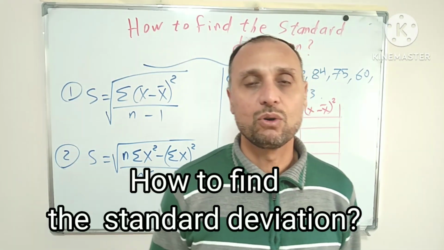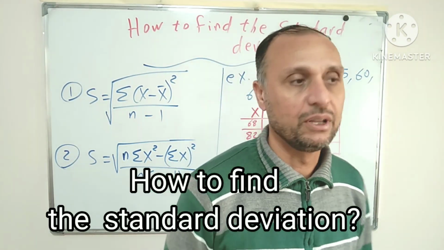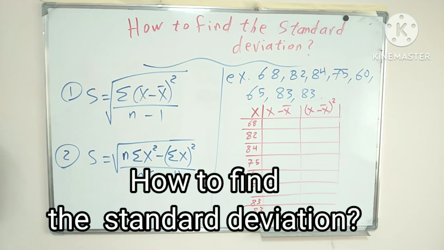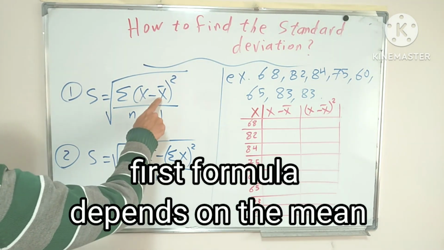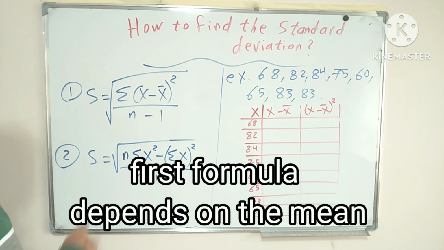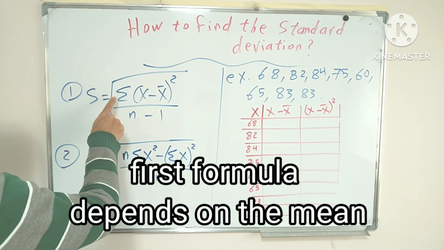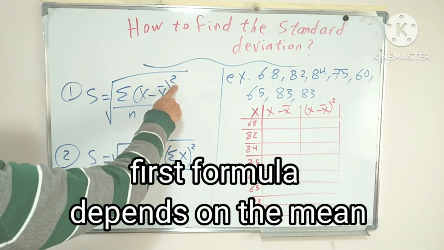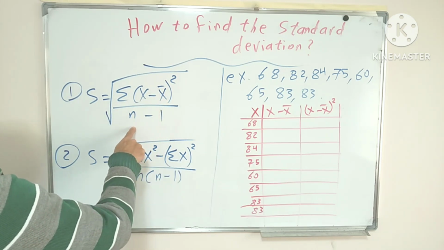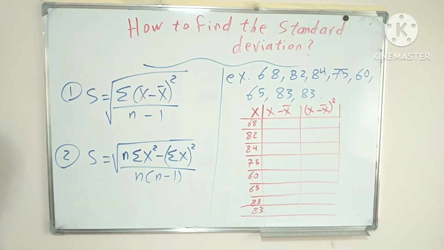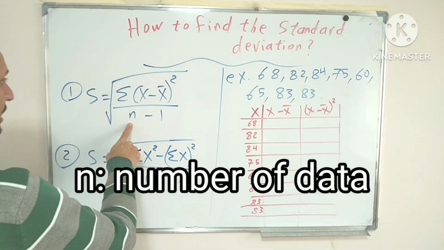In this video we will show how to find the standard deviation. The standard deviation has two formulas. The first formula depends exactly on the mean. So it is the square root of the summation of the squared difference of the data from its mean, over n minus 1. N represents the number of the data.